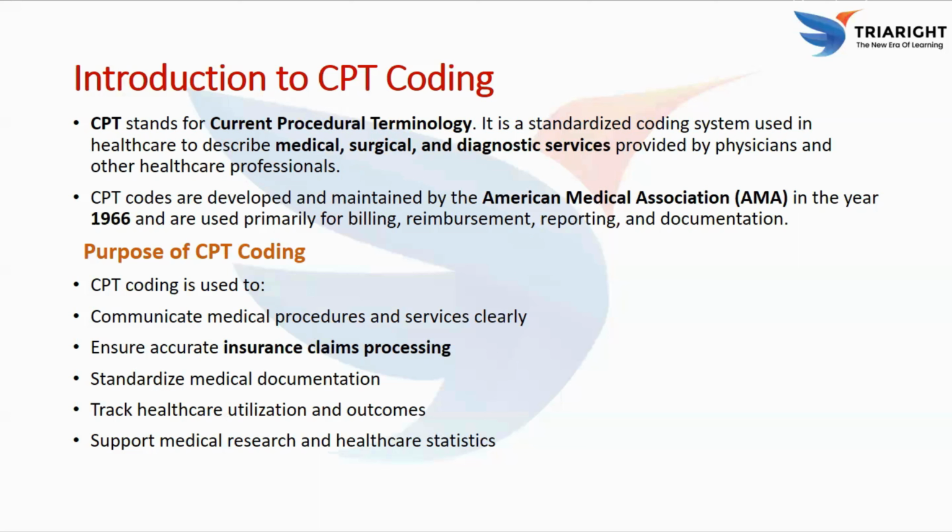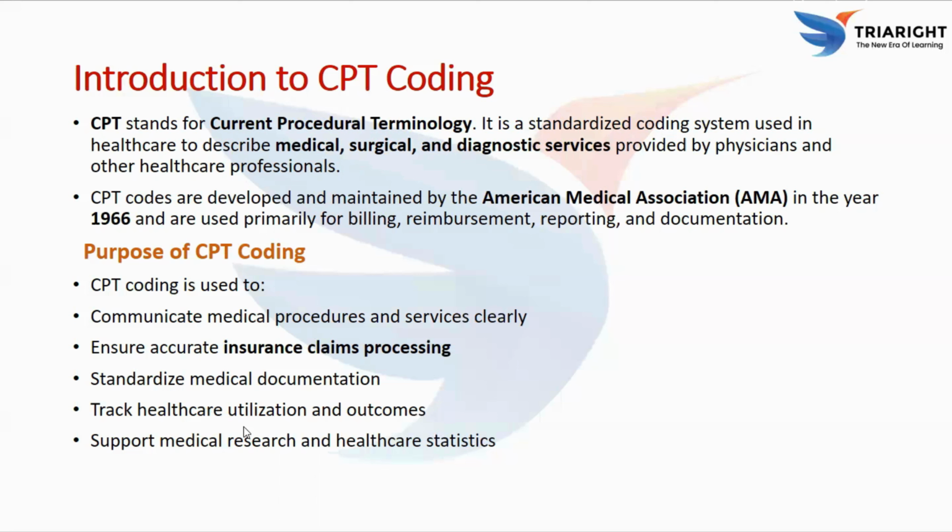The second purpose is accurate insurance claims. Insurance companies use CPT codes to decide whether a service is covered or to decide how much money to pay. So correct CPT coding helps to avoid claim denials and also payment delays. The third purpose is to standardize medical documentation. CPT ensures uniform records across hospitals and clinics. It also helps to maintain legal and professional medical records.